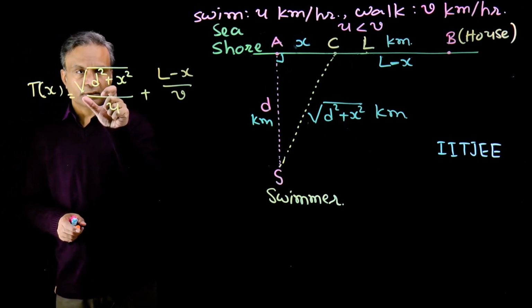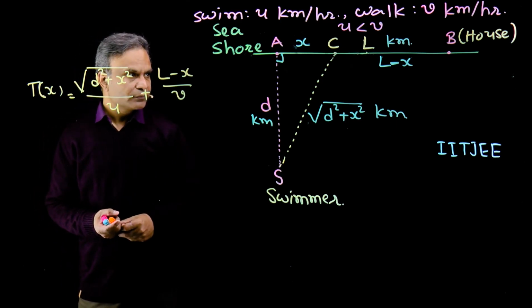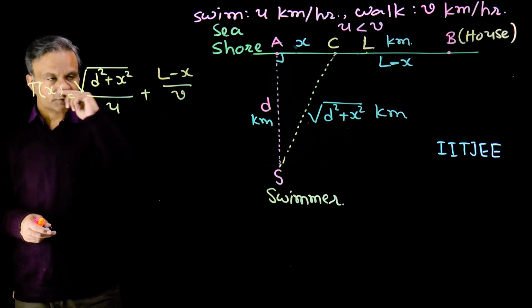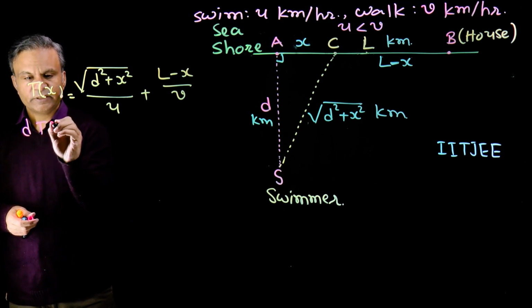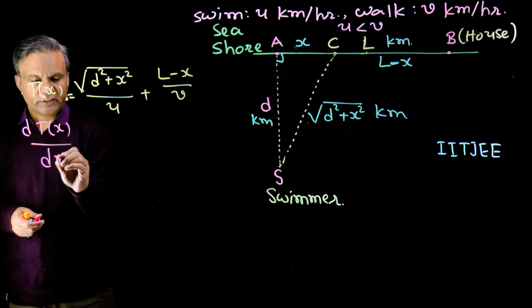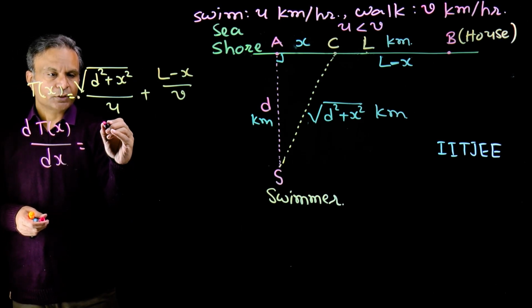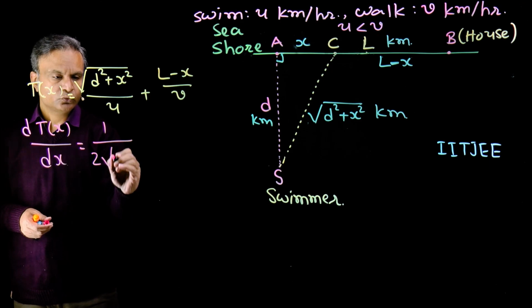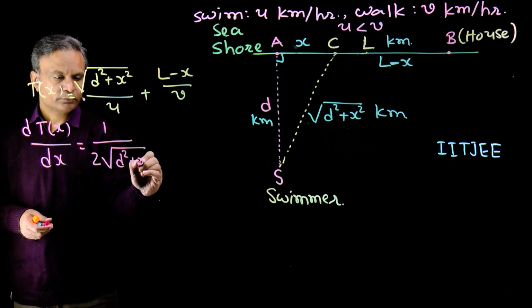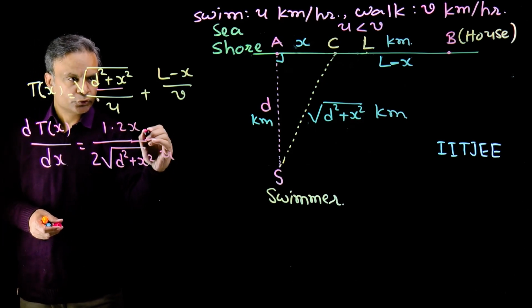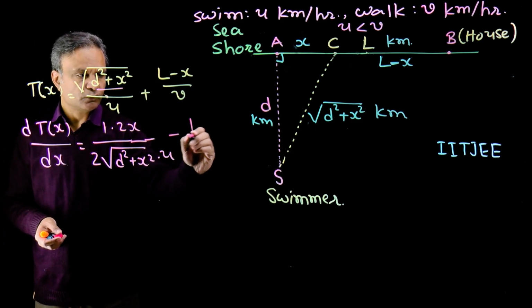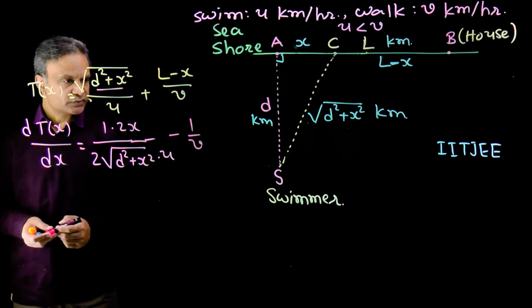Now we have to find the minimum value of this function. So what will we do? We differentiate this with respect to variable x. We get dT/dx is equal to 1 upon 2 root d square plus x square, multiplied by the derivative of this which is 2x, into 1 upon u, minus 1 upon v. The derivative of this is minus 1 upon v.